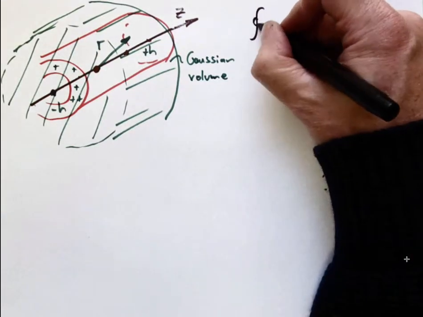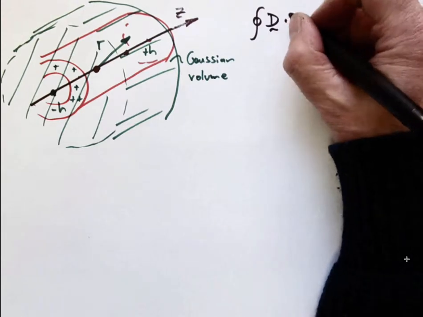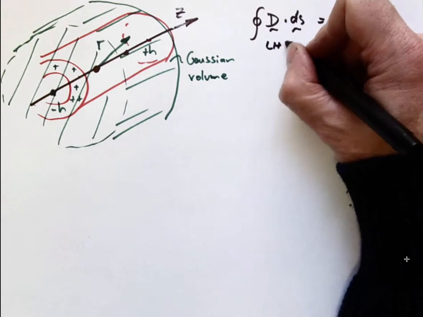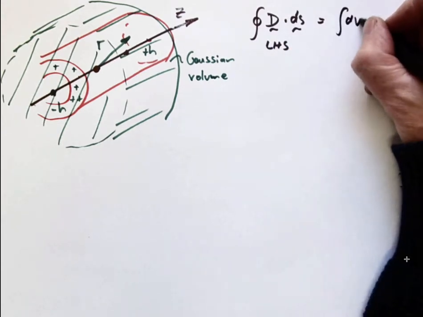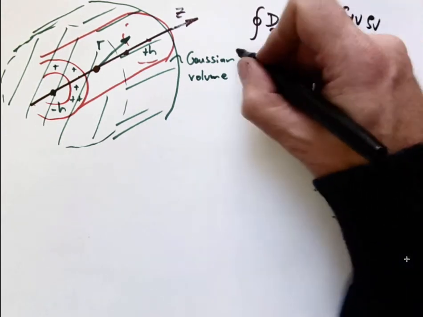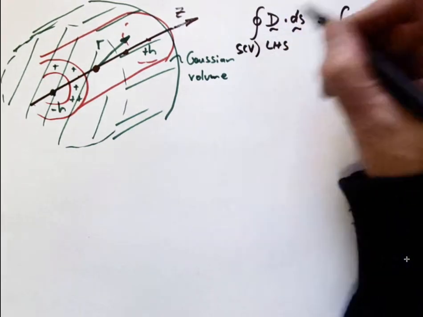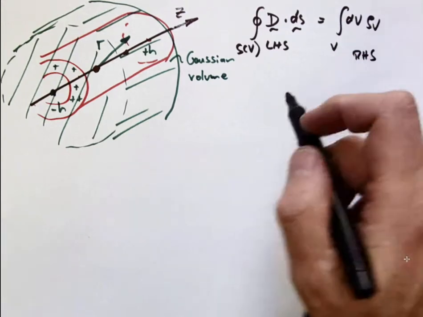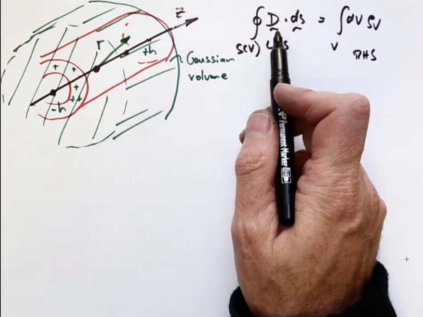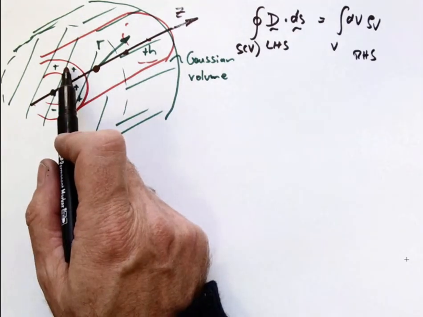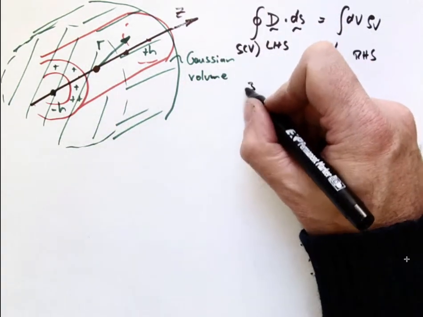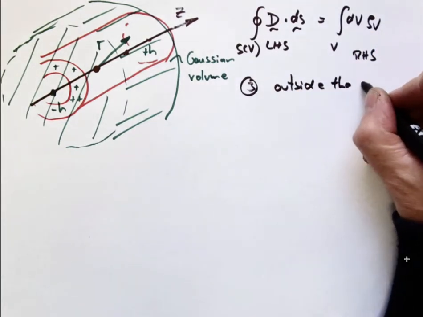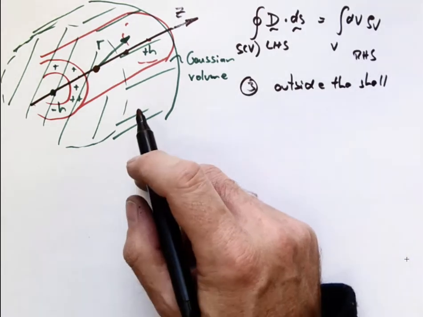Now the solution is as before. We have Gauss's law with the left hand side and right hand side, whereby the right hand side is the volume integral over the entire Gaussian volume, and we've solved the left hand side several times, and we'll find that in this case, for region 3, outside the shell, the left hand side is the same as before.